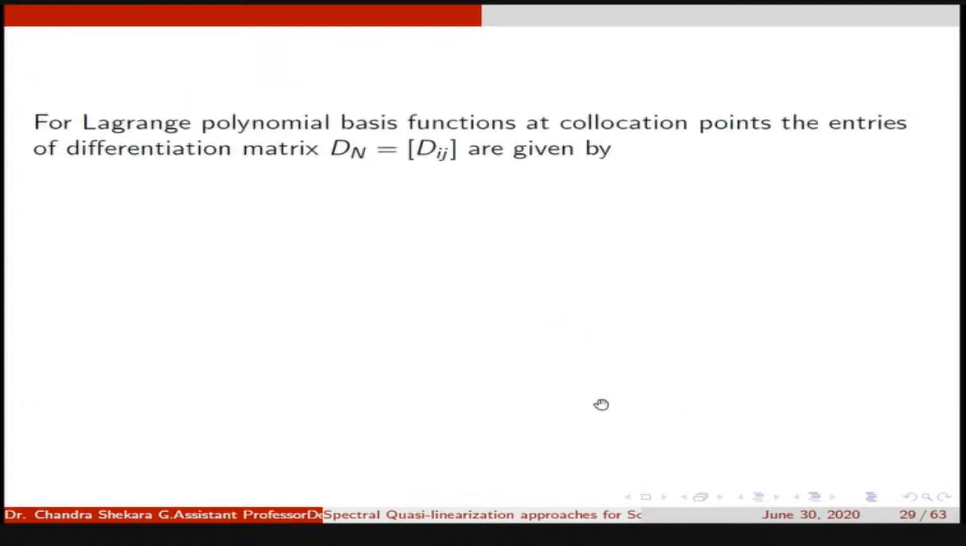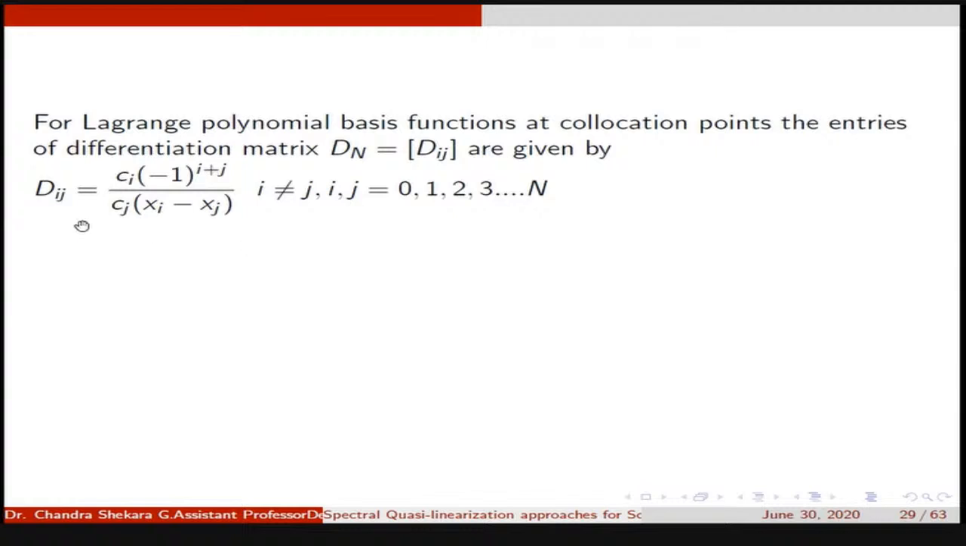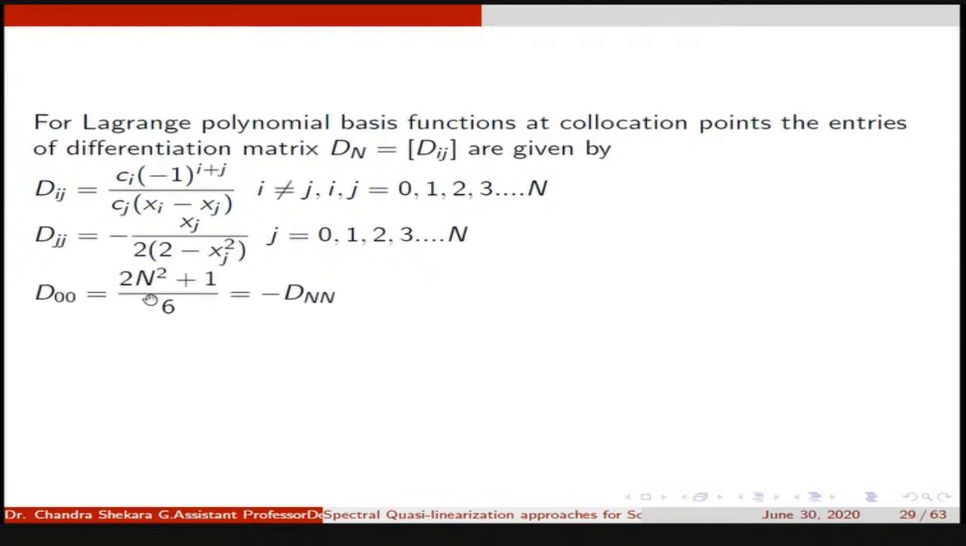Now, how do we write this D matrix or Chebyshev differentiation matrix entries in general? These are the entries of this Chebyshev matrix. The off diagonal elements are given like this, and the diagonal elements are given by this expression, and the first element on the diagonal and the last element on the diagonal are given by this expression. Here Cj is given like this.